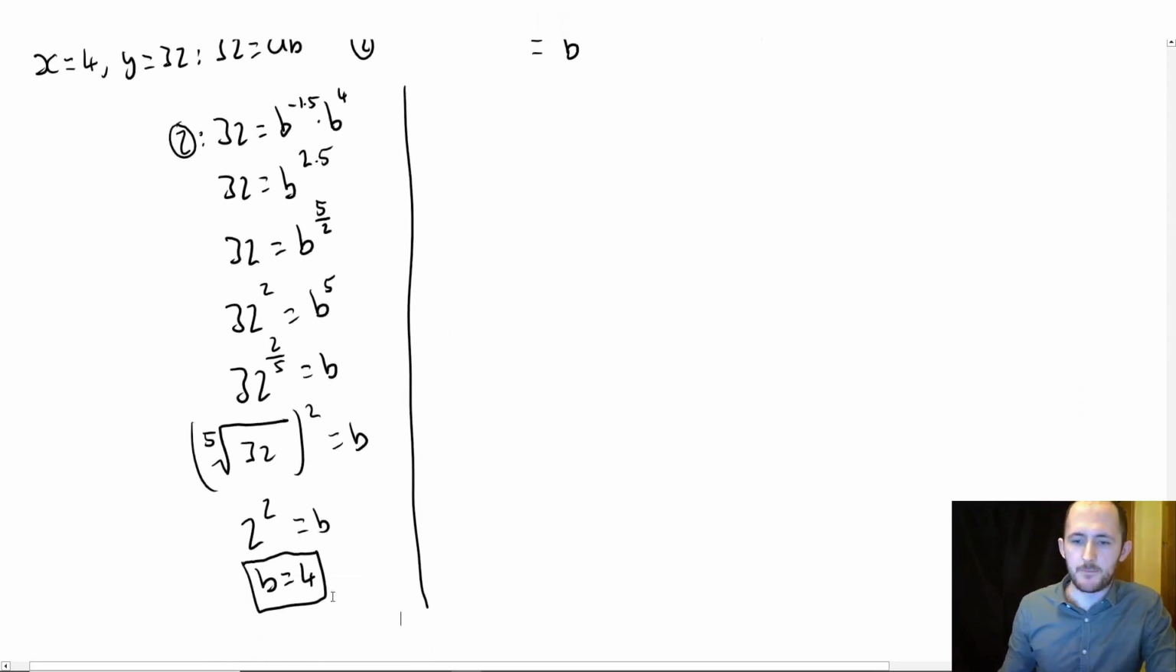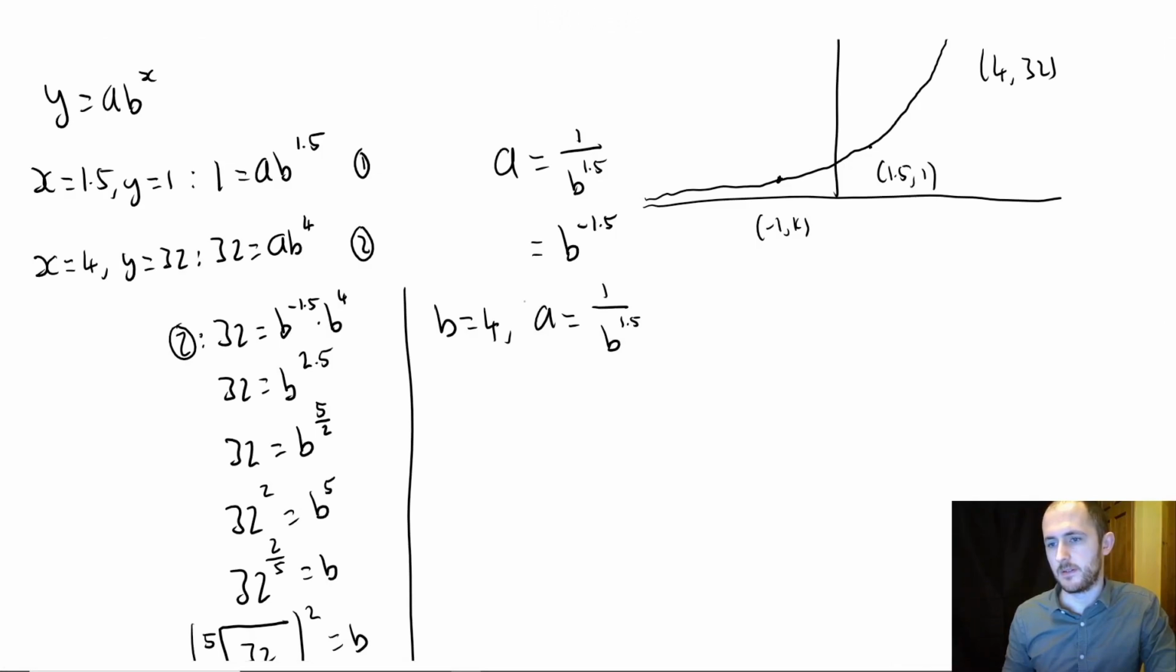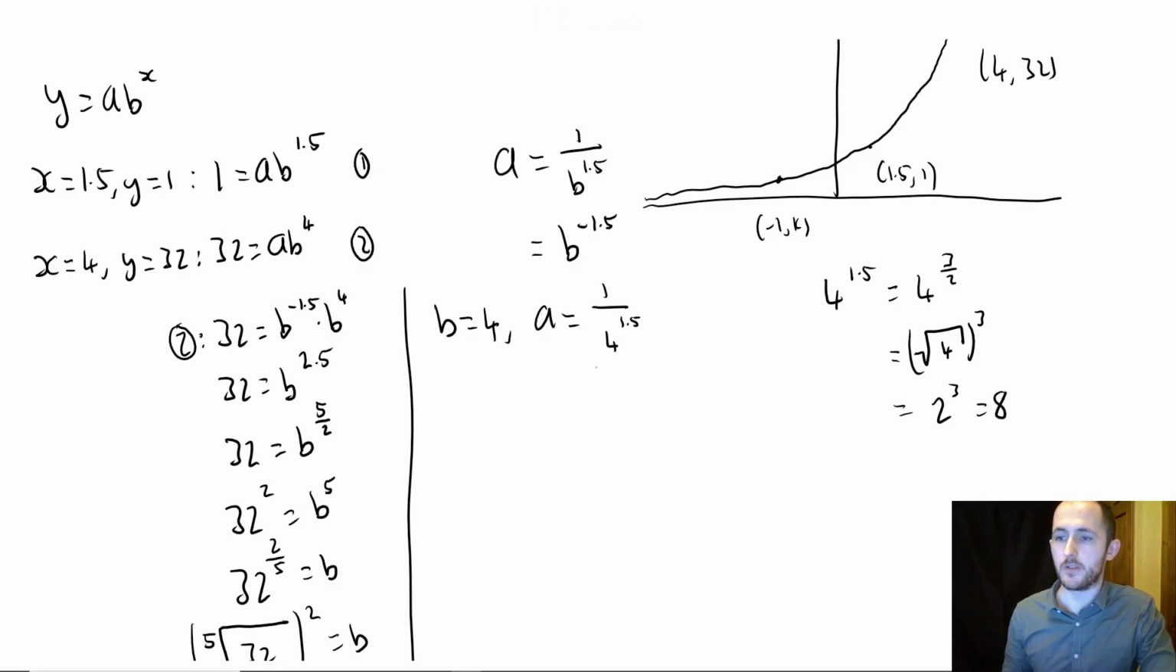Alright. Now, if b is equal to 4, we can substitute that into any equation we want. I personally think we should substitute b is equal to 4 into a is equal to 1 over b to the 1.5. So 4 to the power of 1.5. If we work out what 4 to the 1.5 is, that's the same as 4 to the 3 over 2. So all you're doing is square rooting 4 and then cubing it. So the square root of 4 is 2, cubed is 8. So it's 1 over 8.